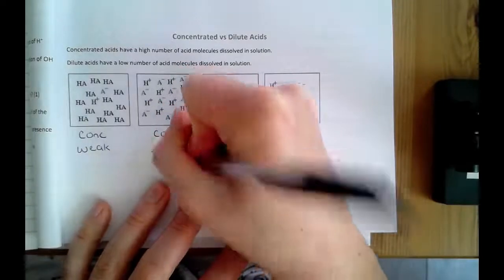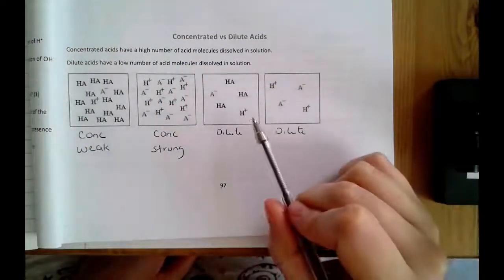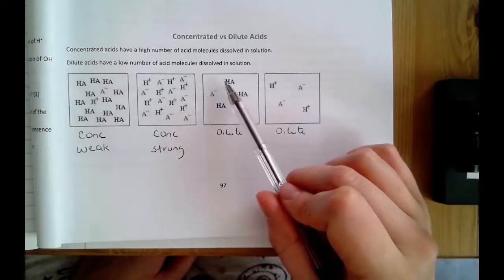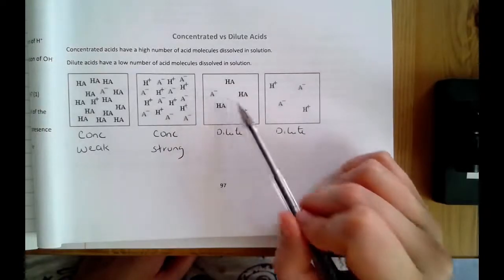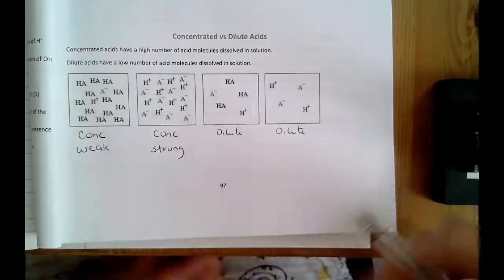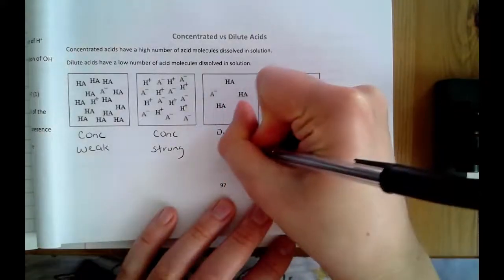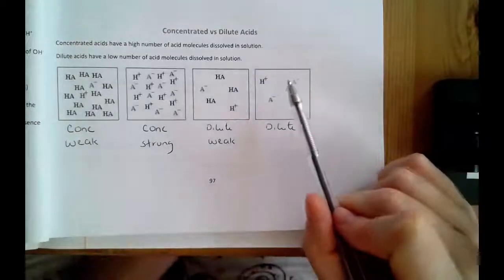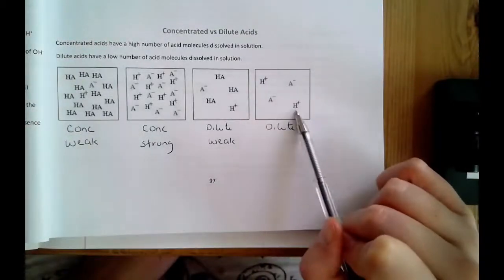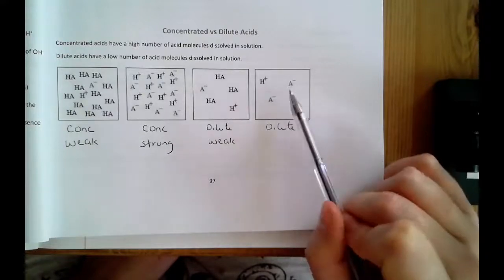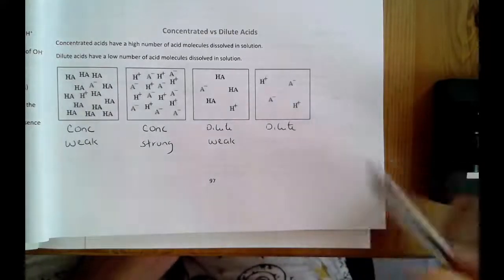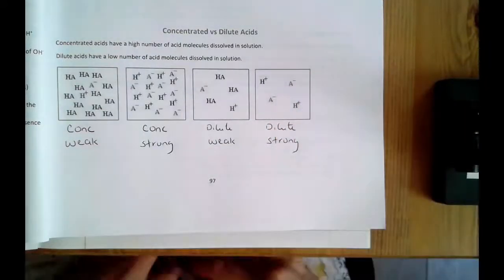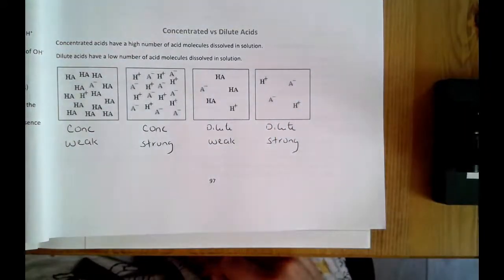It is strong. The next one over, you have got 1, 2, 3, 4 acid molecules. 3 of them have not split up. 1 of them has split up. So again, it's only partially dissociated. It is weak. And then at the end, you have got 2 acid molecules in total. Both of those acid molecules have split up. Therefore, it is fully dissociated and it is strong.